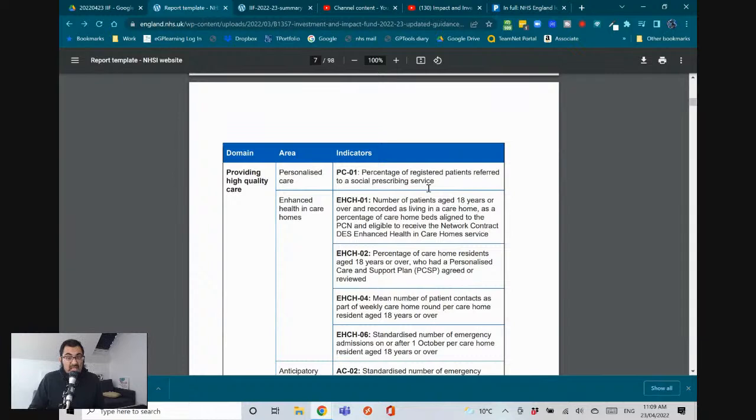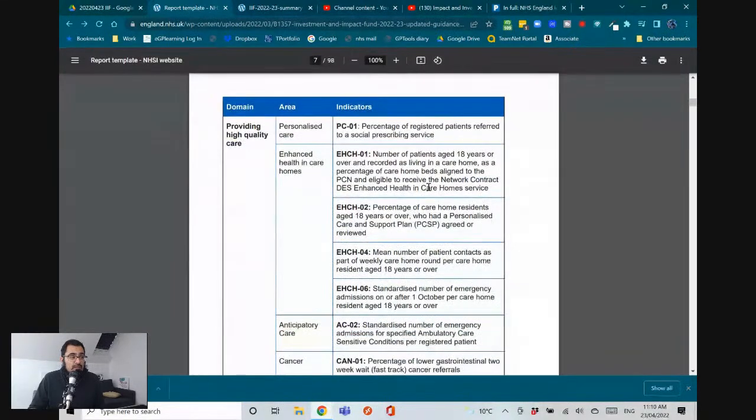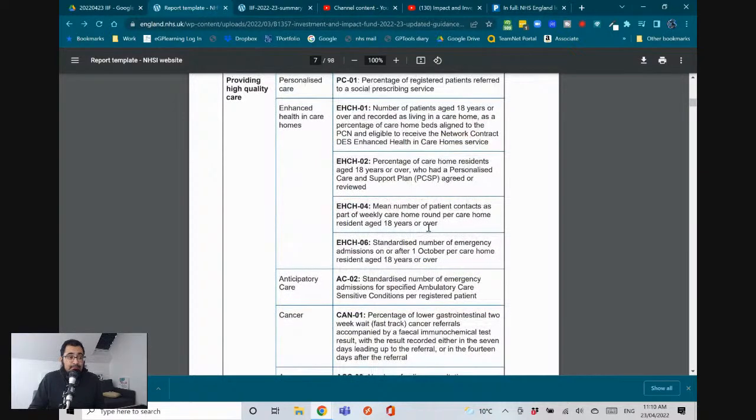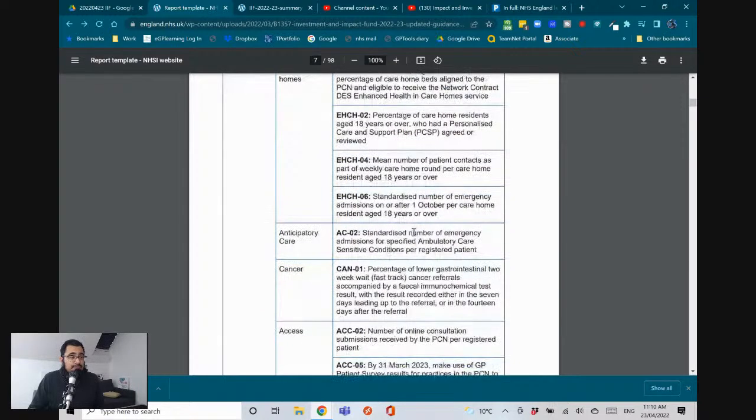This is the one with the most indicators in it, and there's a variety of different spread here. So there's patients referred to social prescribing, which has been a long-standing criteria of the IIF for many years. And there's a number of patients living in care homes and the care home enhanced service element of things. So this is the number of patients you're reviewing. These are the number of patients that have support plans, the number of patients that have had their weekly ward round, as mentioned, and the number of patients that have been admitted on an emergency basis. These are significant points in here, so important to be aware of that.